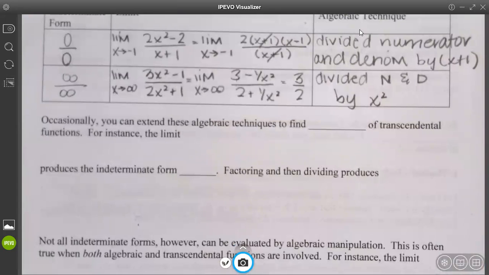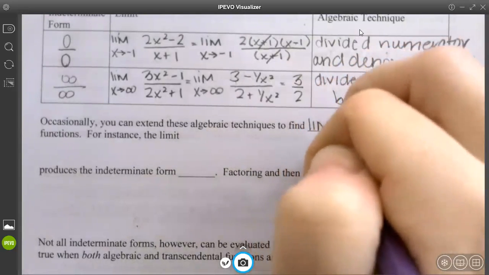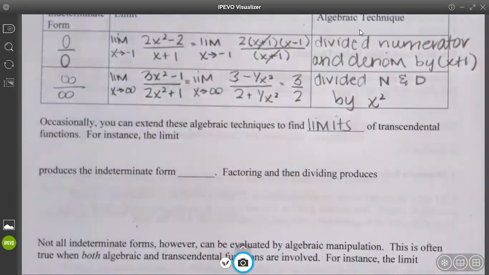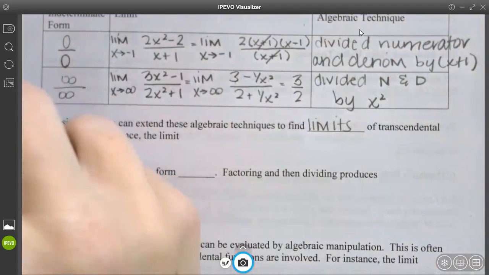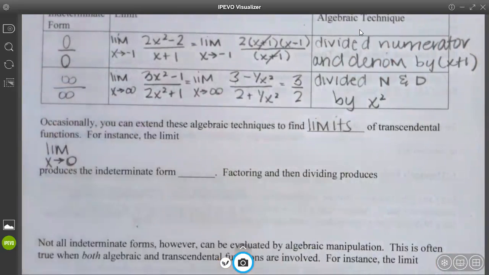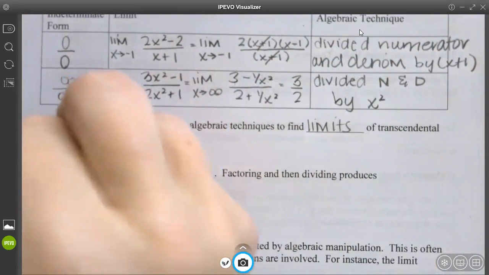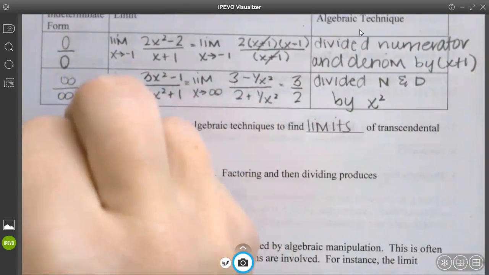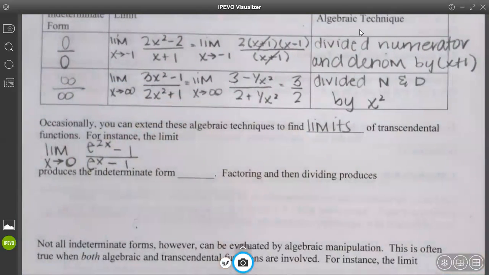All right. So again, all of that is a review that we did a few chapters ago. Okay. So occasionally you can extend these algebraic techniques to find limits of transcendental functions. For instance, the limit as x approaches 0 of e to the 2x minus 1 over e to the x minus 1.